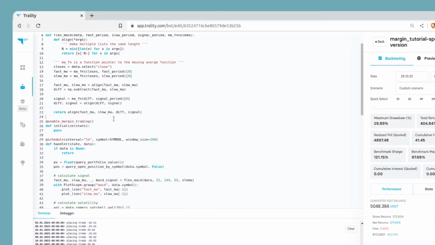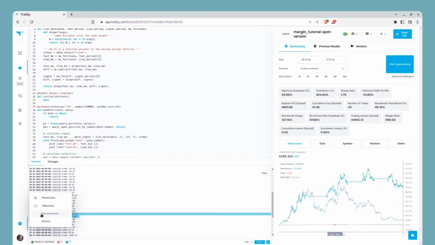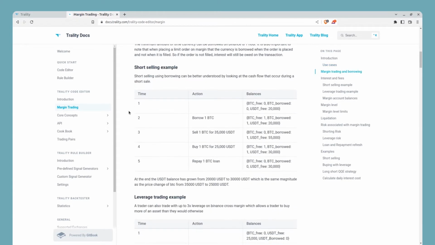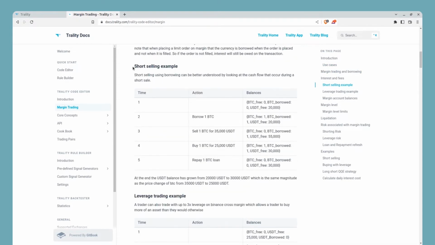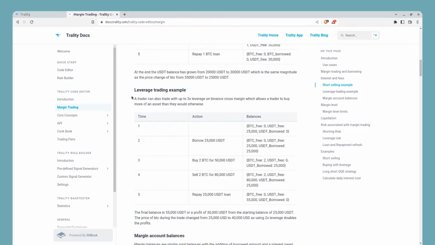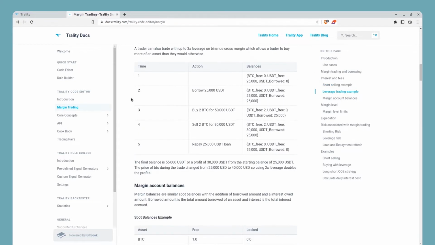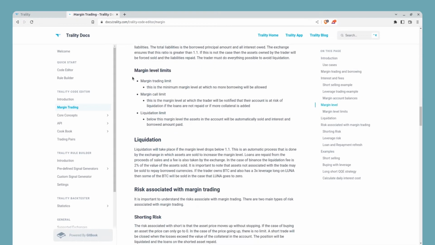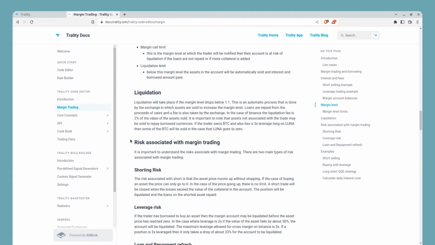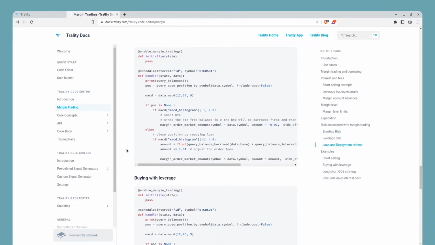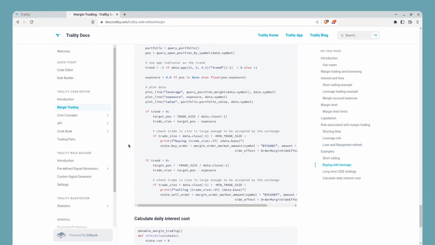All the functionality for margin trading is available in the documentation. There's a section here with some general points about margin trading and what actually happens in a short. When you're shorting, you're borrowing something and selling it. Also, you can borrow the quoted asset to take on extra risk. There's a lot of information in here about maintaining margin levels, what happens in terms of liquidation, and if trades go against you, how to manage short risk and leverage risk, and about loans, repayments, and interest. And then there's some example bots in here as well.